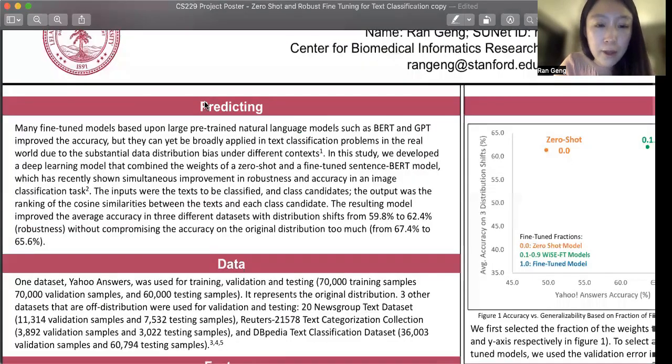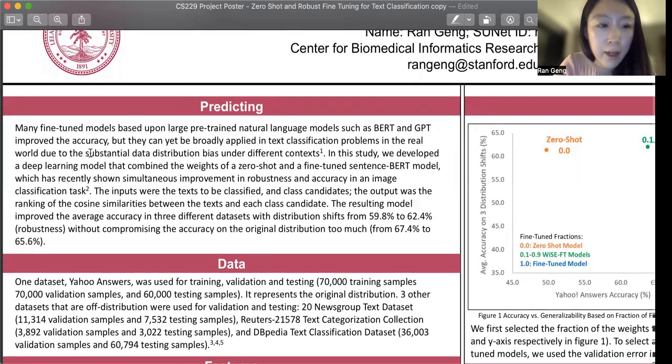Today I'm going to present you with a combined zero-shot and fine-tuned model for text classification. This work was motivated by the recent progress of the pre-trained natural language models such as BERT and GPT and the improved accuracy after fine-tuning. However, this model has not been applied in a lot of text classification problems in the real world because the data that we see on a day-to-day basis have a lot of distribution bias that diminish the accuracy.